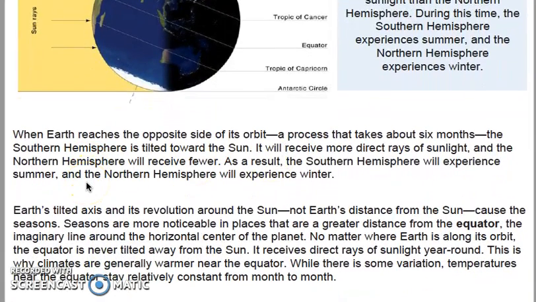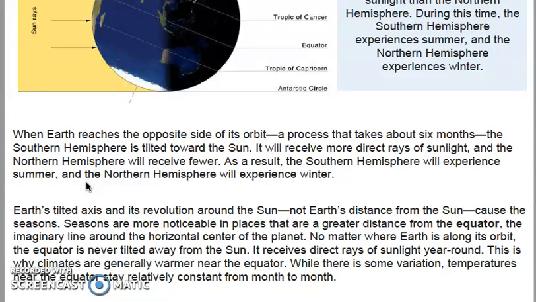When Earth reaches the opposite side of its orbit, a process that takes about 6 months, because that's half a year, the southern hemisphere is tilted toward the sun. It will receive more direct rays of sunlight, and the northern hemisphere will receive fewer. As a result, the southern hemisphere will experience summer, and the northern hemisphere will experience winter. Earth's axis and its revolution around the sun, not Earth's distance from the sun, cause the seasons.